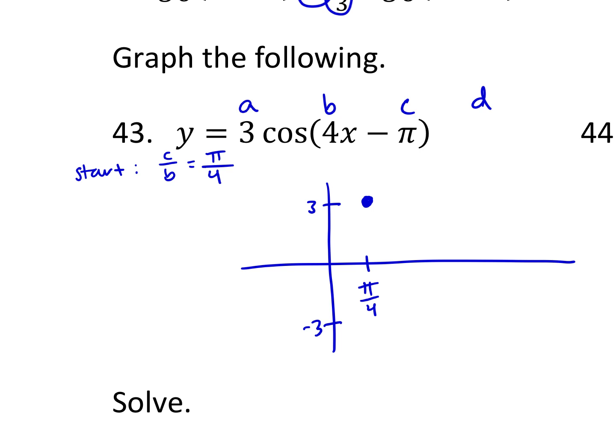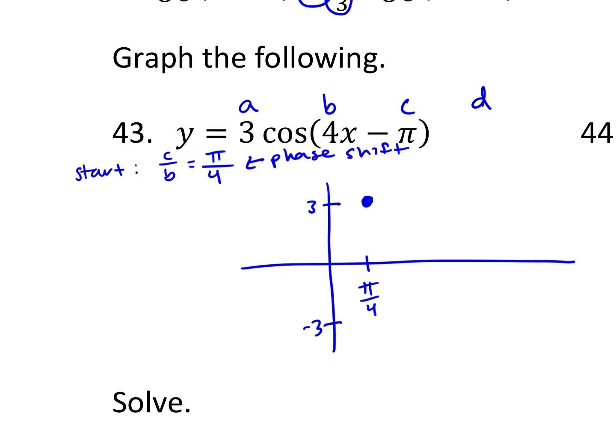So if the question on the midterm asks to describe the phase shift, you would just have to find your C over B and figure out where you start from 0. If C over B was negative, which way am I shifting? To the left, because we would shift to the left to be at your negative pi over 4, whatever it may be. So this would be our phase shift. So the starting point is the same thing as a phase shift.